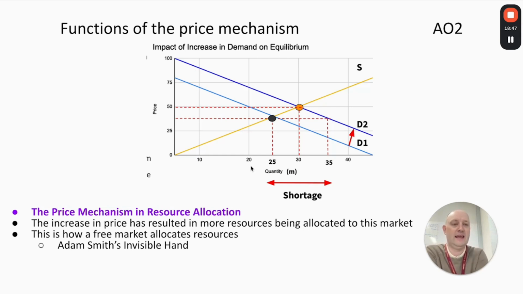No one's actually allocating resources, but it's more that the price moves to change how many resources are allocated to it. And if you've heard of the term Adam Smith's invisible hand, this is how Adam Smith described it.